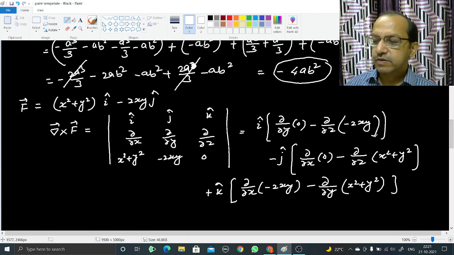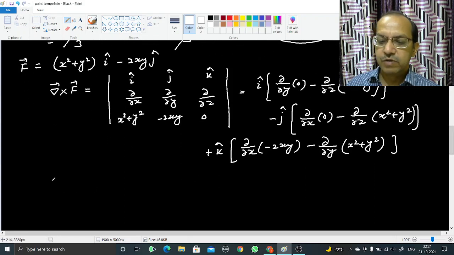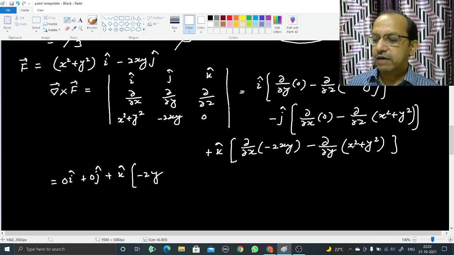So it will be 0 because the differentiation of xy with respect to z is 0, and the differentiation of x square plus y square with respect to z is also 0. That means i cap is multiplied by 0, and the j cap component is multiplied by 0. So it will have only the k component. So it is equal to 0 i cap plus 0 j cap plus k cap, then del over del x of minus 2xy is equal to minus 2y. And del over del y of x square plus y square is minus of 2y. So it is equal to minus 4y k cap.